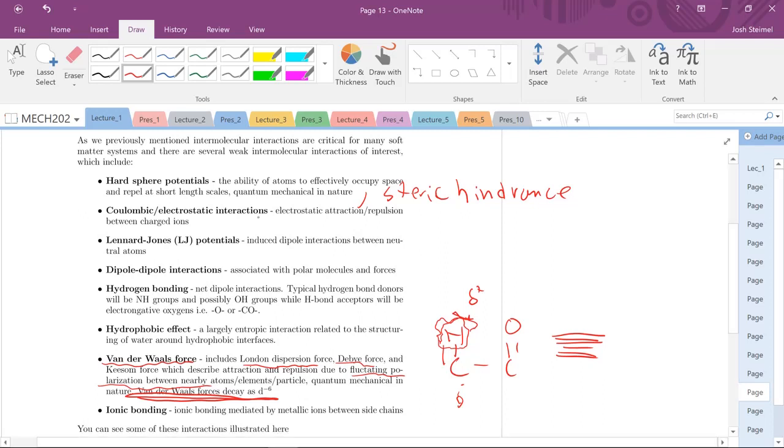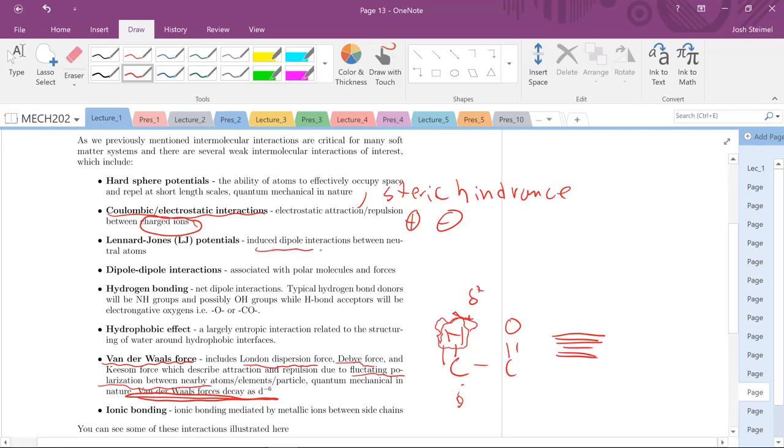Coulombic electrostatic interactions are really strong in terms of the intermolecular interactions you might deal with, and they're between charged ions. So if you see any positive or negative charges along the backbone of your polymer chain, that should ring some real alarm bells. You want to deal with those.